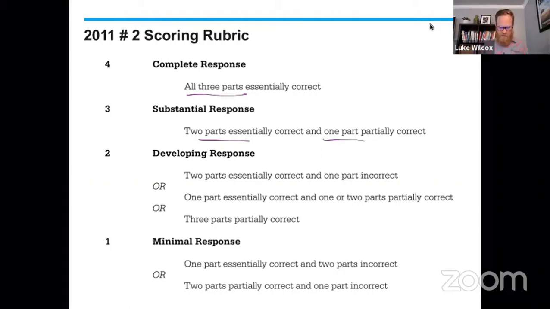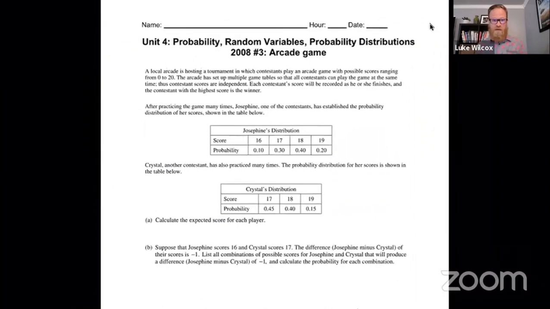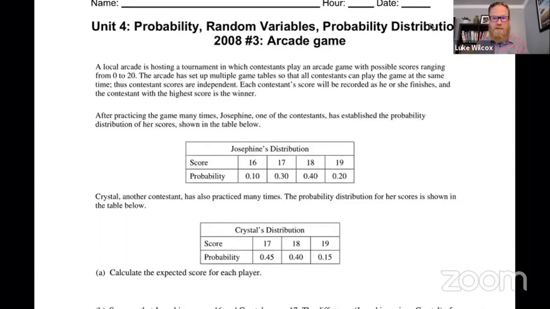Okay, onward. Let's move on to free response number 2 for today, also from Unit 4. One of my favorite questions here, one that I often give my students on a chapter test. It says here, a local arcade is hosting a tournament in which contestants play an arcade game with possible scores ranging from 0 to 20. The arcade has set up multiple game tables so that all contestants can play the game at the same time. Thus, contestant scores are independent.